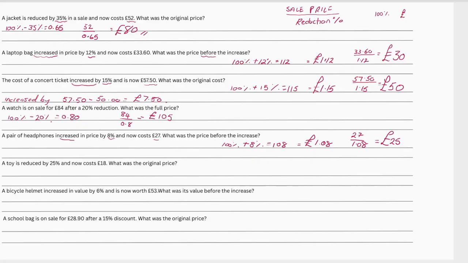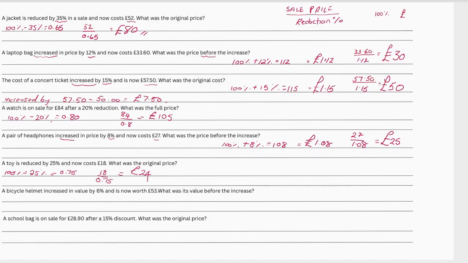Got a reduction. A toy is reduced by 25% and now costs 18. What was the original cost? Percentage. Minus 25%, which gives us 0.75. We have 18 over 0.75, which equals £24.